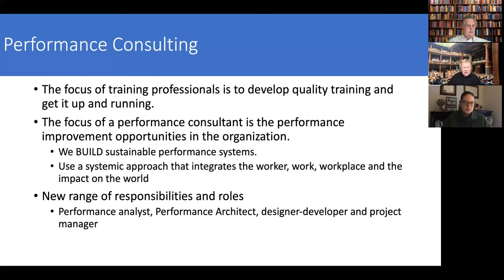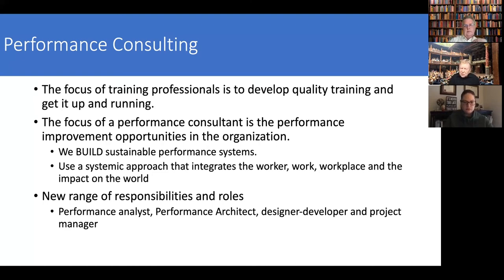And what I was interested in is not only fixing problems all the time, but if you can build a good sustainable performance system, integrating the worker and workplace and the impact on the world, then you become what I call a serious performer, or what Gary Rummler called a serious performance consultant. These are the people out there who can make an impact on the design. That's why, in Gary's latest books, he also calls them performance architects. I think if you take an architectural view, building performance systems, you have more impact than just fixing systems. So think bigger here.